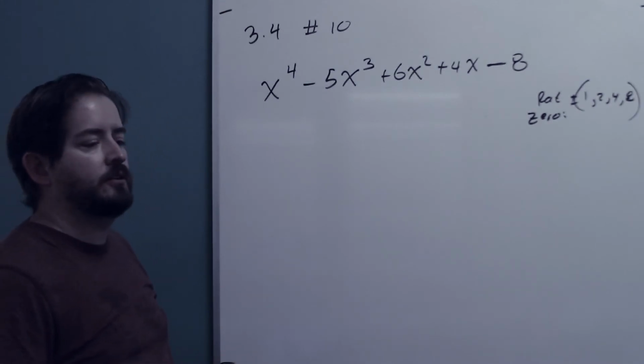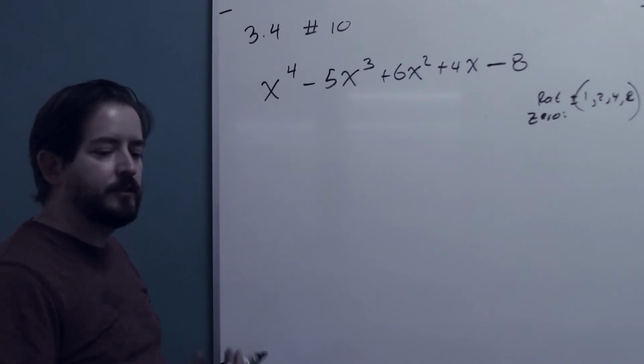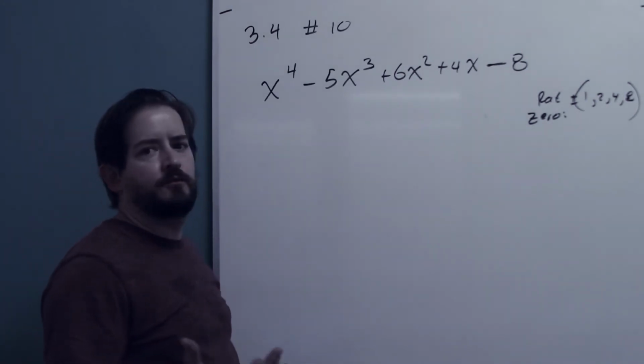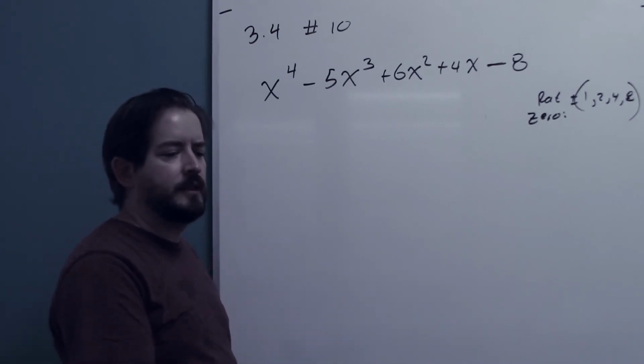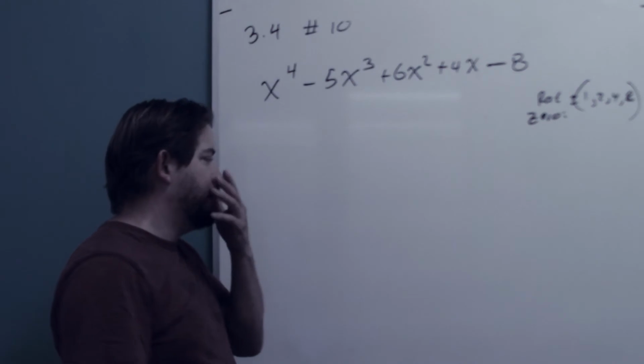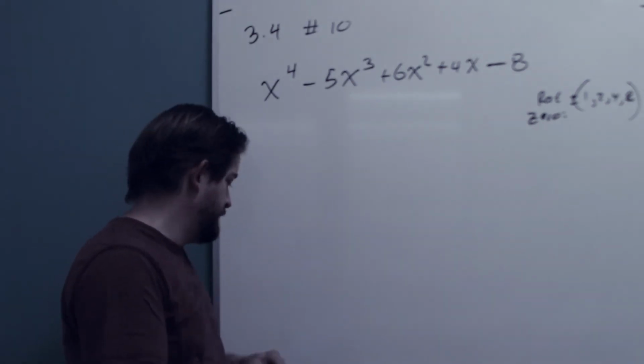I could use Descartes' rule of signs to figure out how many positive or negative zeros there are. But again, because that's always a potential, it's a maybe 4, maybe 2, maybe 0 kind of a thing. Or if I got 3, it might be 3, it might be 1. I'm just going to dive into it, okay?